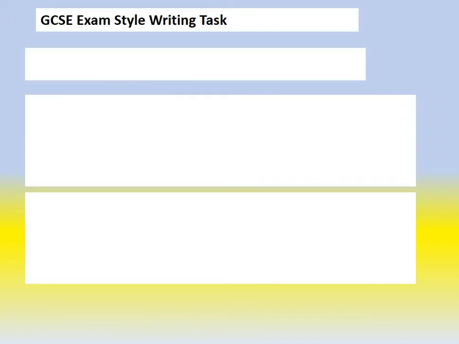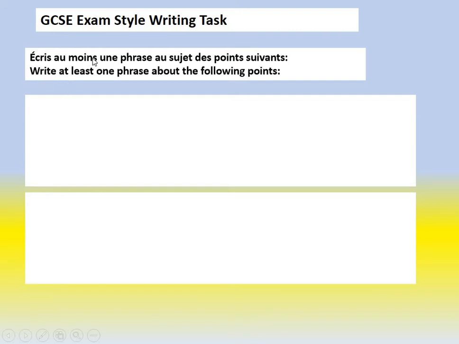Okay, so we begin with a GCSE exam style write-in task. So this would be on the foundation paper probably. We'll walk before we can run. And it's going to ask you, écris-moi une phrase au sujet des points suivants. Now the main issue here is what on earth does that mean? Well, it's asking you to write at least one phrase about the following points. Now what's a phrase? A sentence or two then.